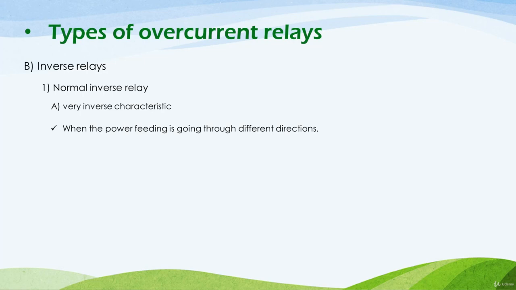And the first property of that type of the very inverse relay is that it's used when the power feeding is going through different directions. So if we have the power going through the forward direction and the reverse direction at the same time, we will use that type of relays. And the second property of the very inverse relay is that when the current decreases from 7 times till 4 times, its delay time is doubled. So it has a specific slope that allows the delay time to be doubled when the fault current decreases from 7 times till 4 times.